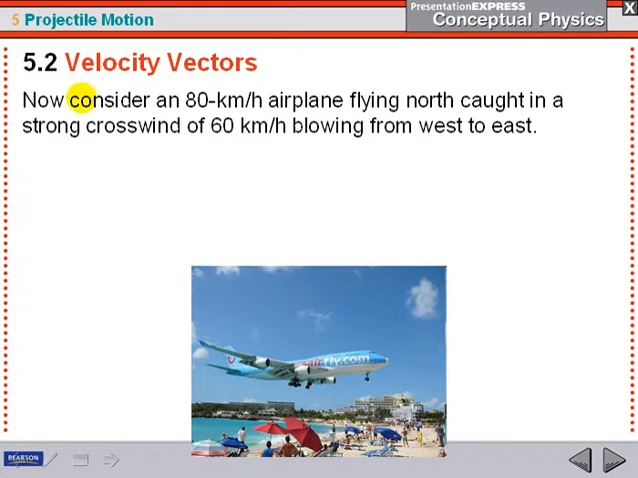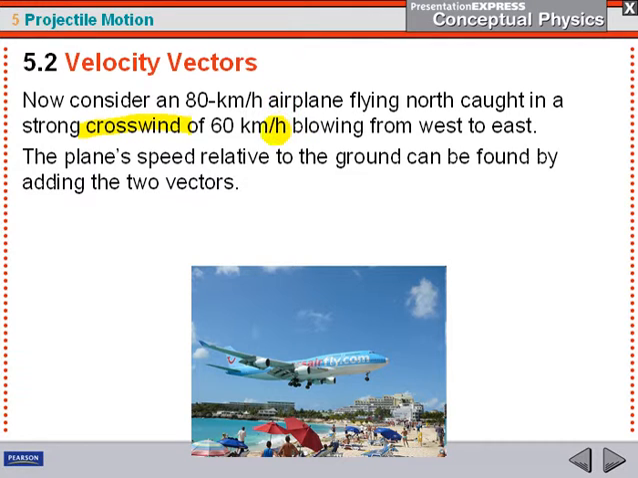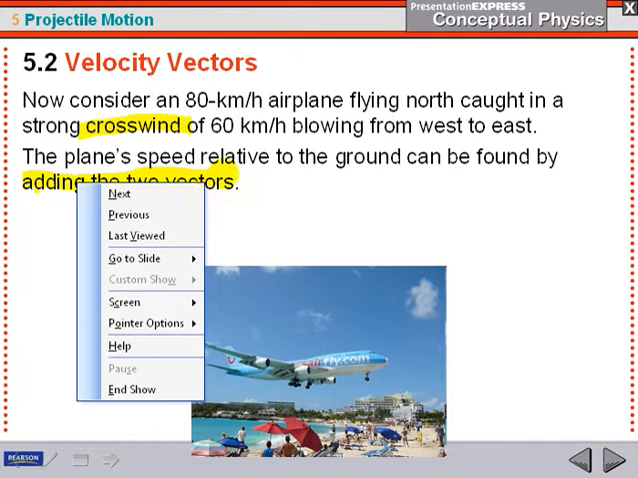Now let's consider a crosswind. If we have that same airplane moving at 80 kilometers per hour and there's a wind blowing from west to east, it's going to change the direction of the plane. And what we need to do, just like we did with adding a tailwind or subtracting a headwind, is add the 2 vectors together, the airplane's velocity and the crosswind.